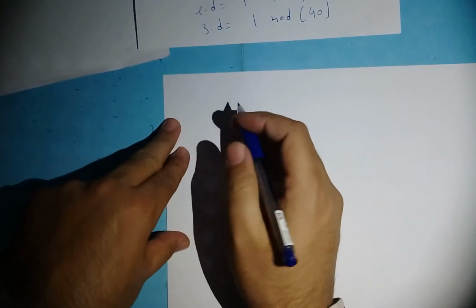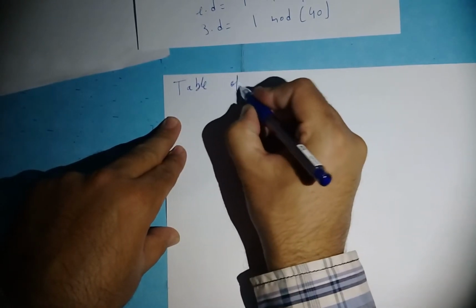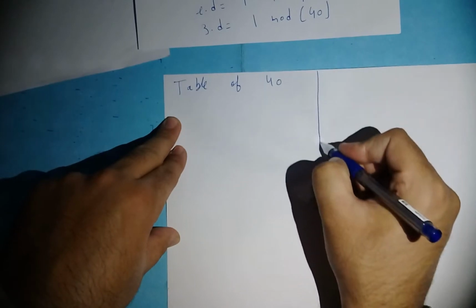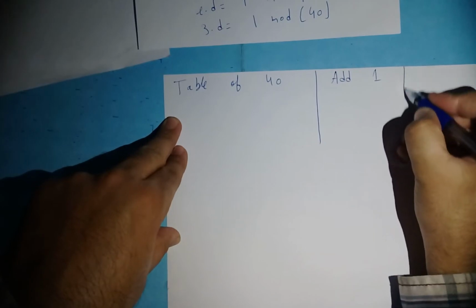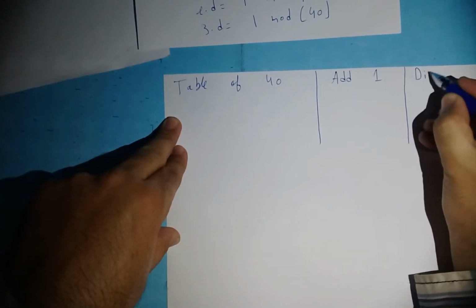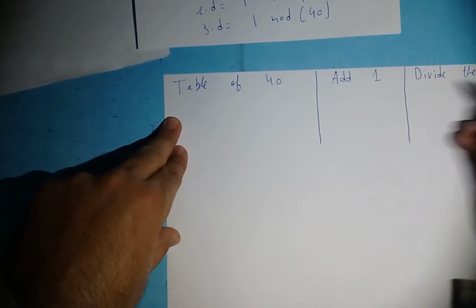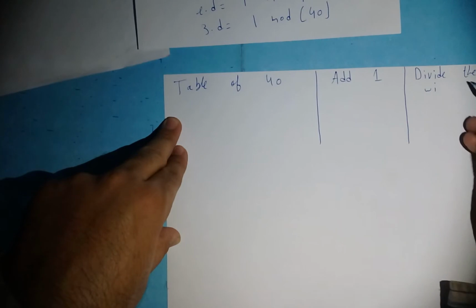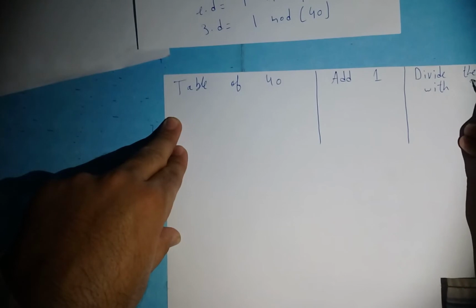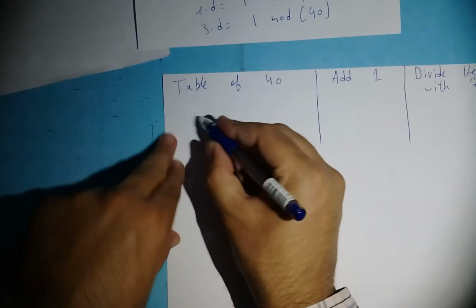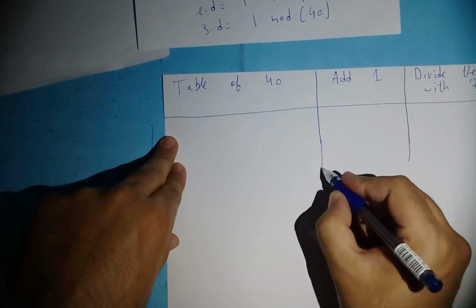So I just write the table of 40. Now I have to add 1 to the value, and in the last I have to divide the value with e. So now I have to just make the mathematical table of 40.